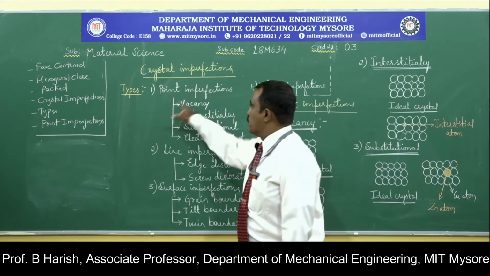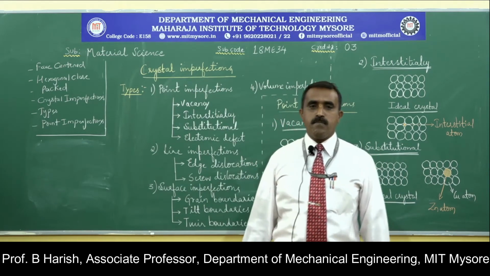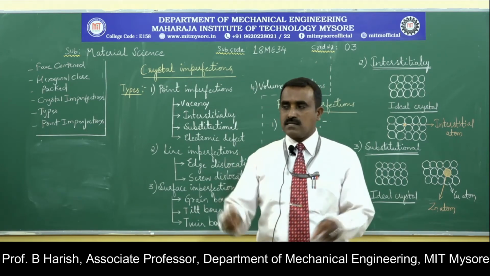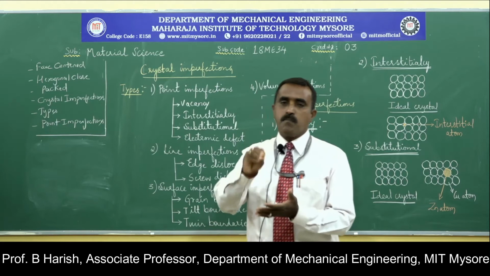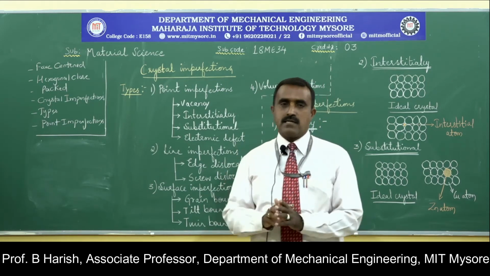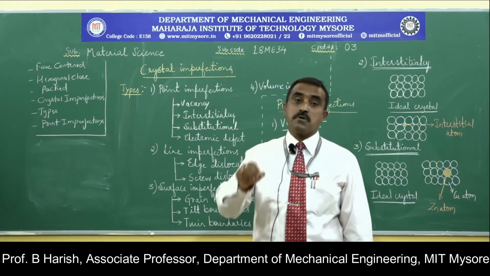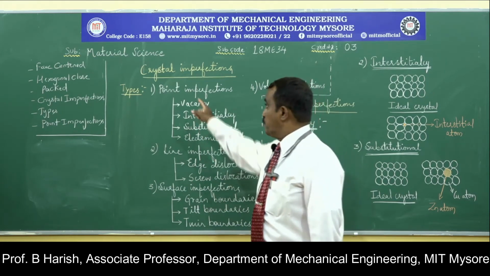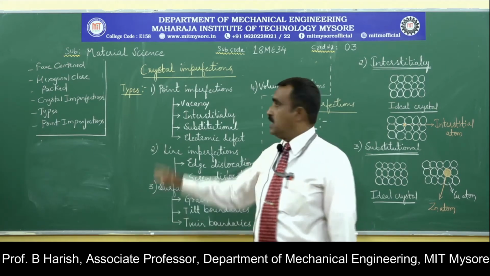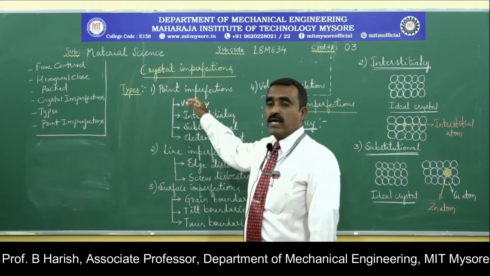So what is point imperfection? Point imperfection is a localized imperfection. If you take a crystal structure, it is present at one particular point itself, not in the entire region. That's why it's called a localized imperfection. At a particular point in the crystal structure, the imperfection is present. So that is called point imperfection.